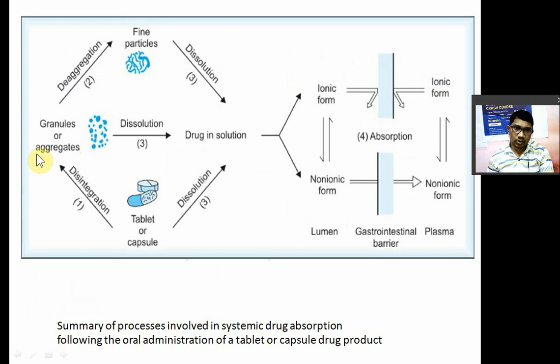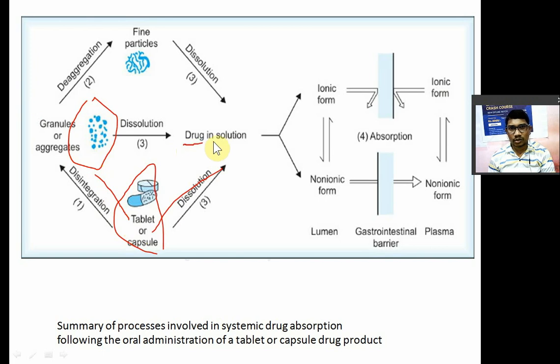Say for example आपने टैबलेट ले लिया, टैबलेट और कैप्सूल. So when you take tablet or capsule, it will go in the GIT, either it will disintegrate. Disintegrate होगा मतलब क्या, tablet is converted into small particles, that is a disintegration. So granules all aggregates, but if it is a fast soluble, then directly dissolution will be there. Drug in a solution ultimately.